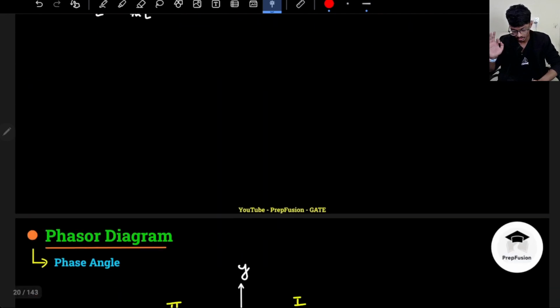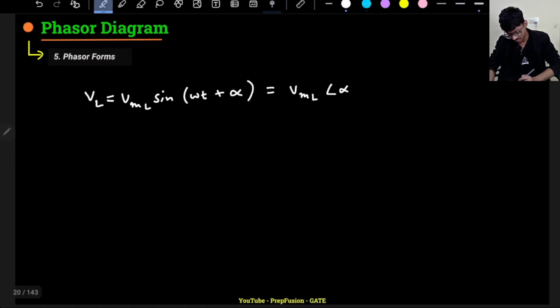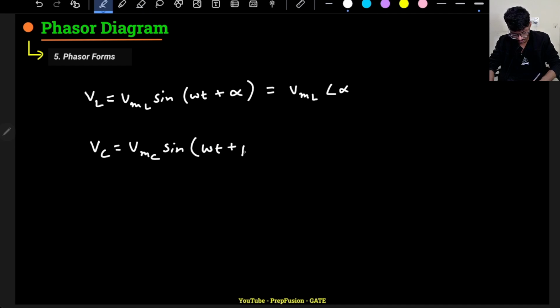That's it. Okay. So you can represent, let's say, the capacitor voltage, which is some VMC sine omega t plus beta, equals VMC angle beta. That's it. Okay, so very basic thing, how to write different phases with different sinusoids, that much I have explained.